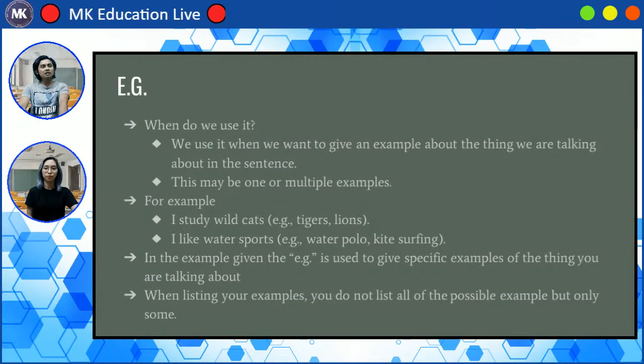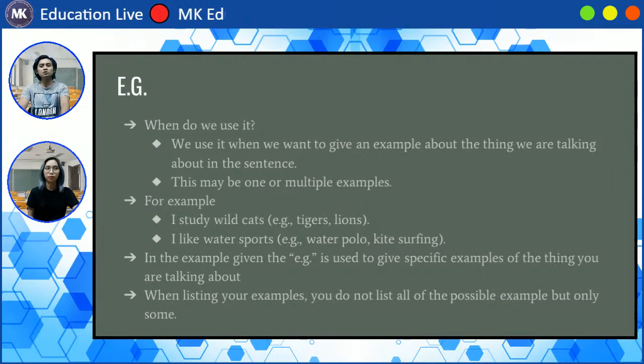We'll start with e.g. So when do we use e.g.? We want to use e.g. when we want to give examples about the things we are talking about in that particular sentence. This may be one example or multiple examples, but never all the examples that you can think of. Only some, okay? This is an incomplete list. For example, in these sentences: I study wildcats, e.g., tigers and lions. Wildcats do not only include tigers and lions, but they can include a multitude of other animals that go under the classification of wildcats.